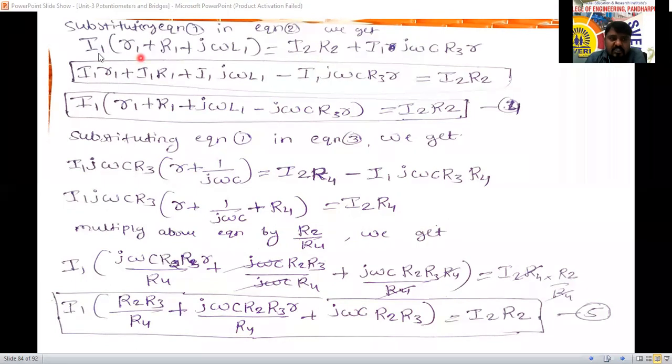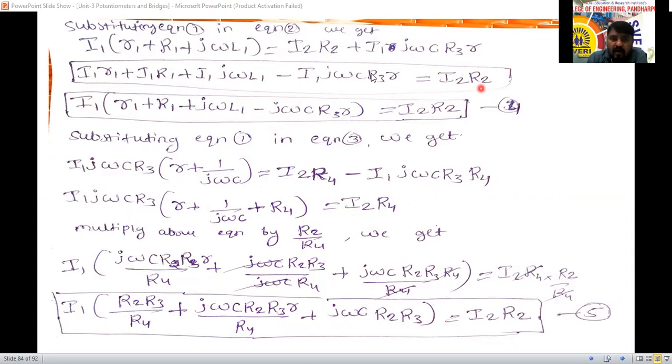Next, you just split this term here: I1 into R1, plus I1 into j omega L1, equal to I2 R2 plus I1 j omega C R3 into R. This term, when I send it to the LHS side, becomes minus. So minus j omega C R3 into R, equal to I2 R2, I have written here.